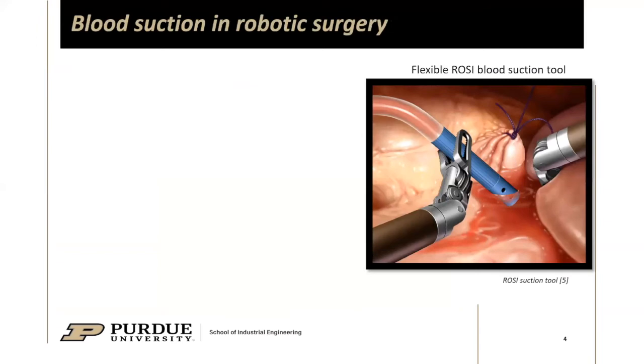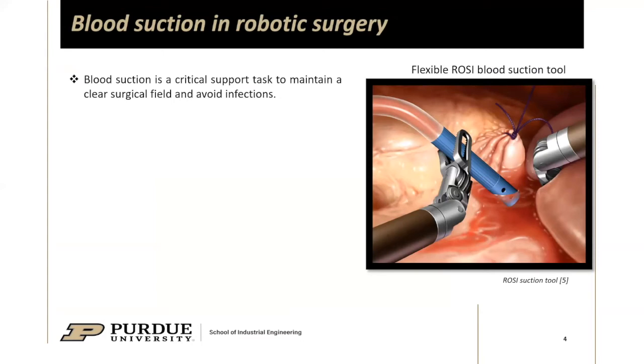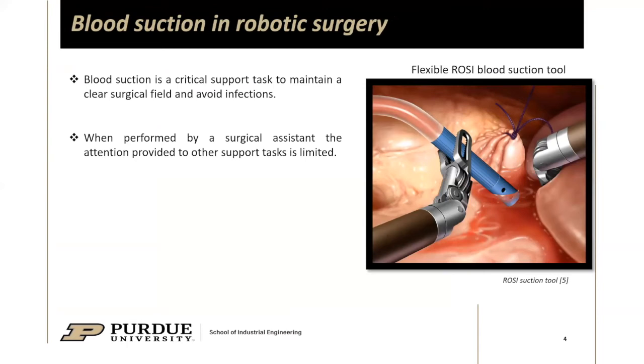Among all the support tasks performed by the surgical assistant, blood suction is one of the most critical to maintain a clear surgical field, and avoid infections and complications that can even force the surgeon to convert to open surgery. Traditionally, this task is done by the surgical assistant with laparoscopic tools. This way of doing it has the limitation that the surgical assistant is limited in the attention they can give to other support tasks.